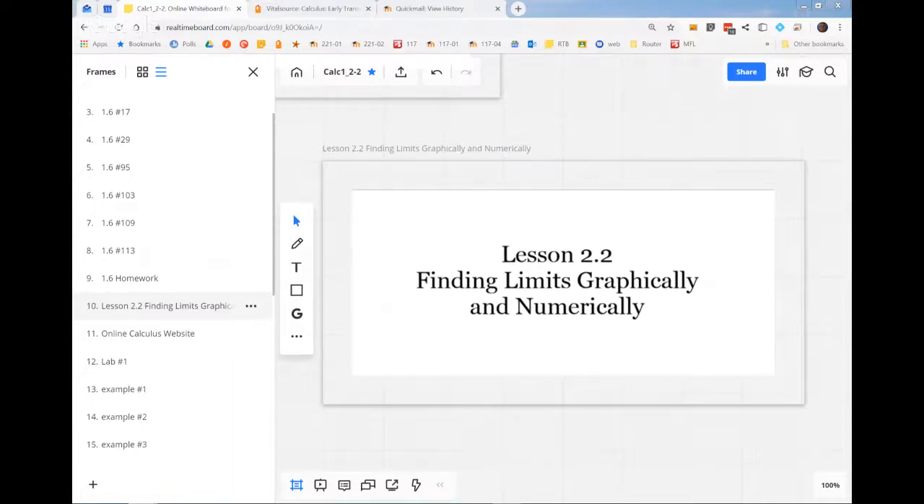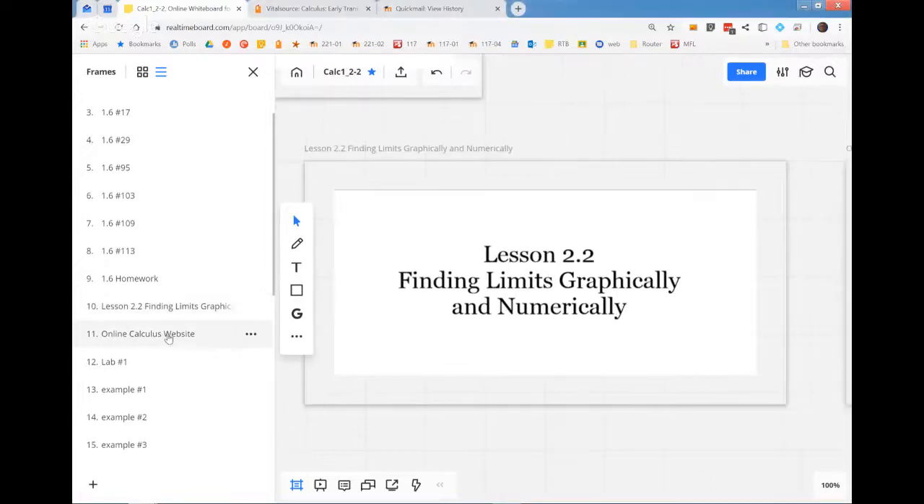And you can see the topic is finding limits graphically and numerically. If you look on the original schedule, you'll see that this was listed as a lab day, and that's basically what this is. It is a lab which allows you to discover limits experientially, by looking at charts and by looking at graphs, and that's what we're going to be doing today.